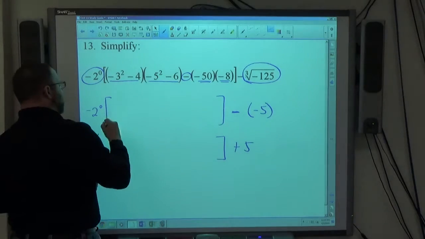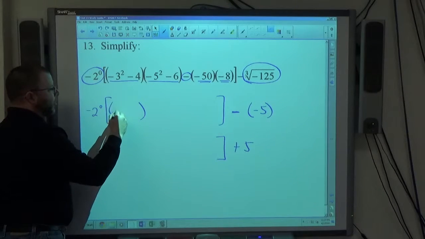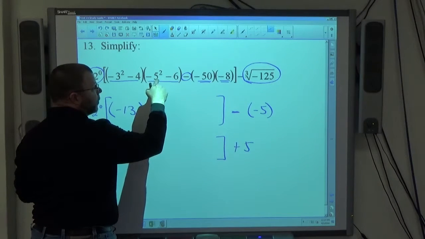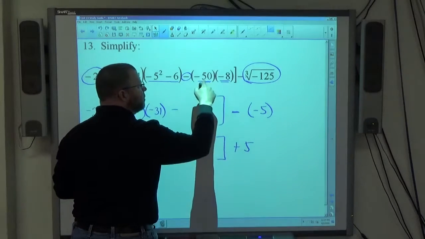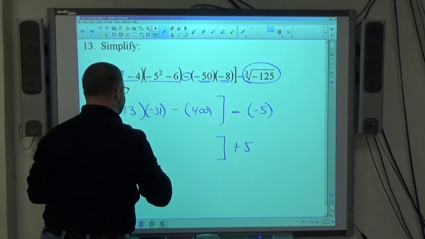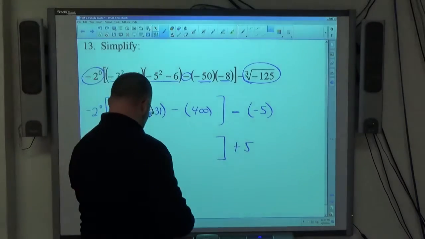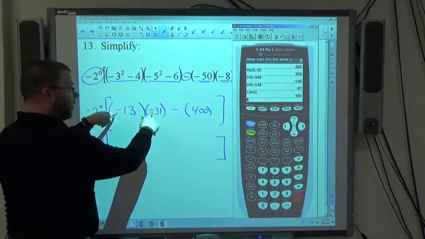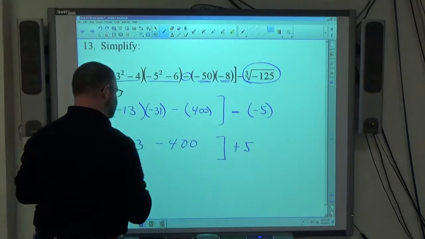So if I continue on here, 3 is squared, the minus sign isn't. That's negative 9 minus 4 is negative 13. 5 is squared, the minus sign isn't. 5 squared is 25, so negative 25 minus 6 is negative 31. Negative 50 times negative 8 is positive 400, but that positive 400 is being subtracted. 13 times 31 is equal to 403, and since they're the same sign, we get a positive 403, so that's 403 minus 400.